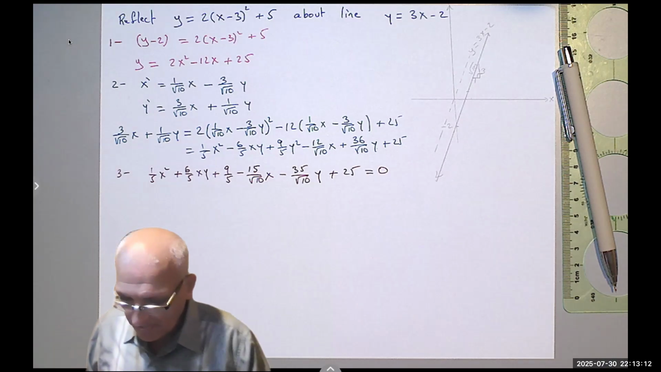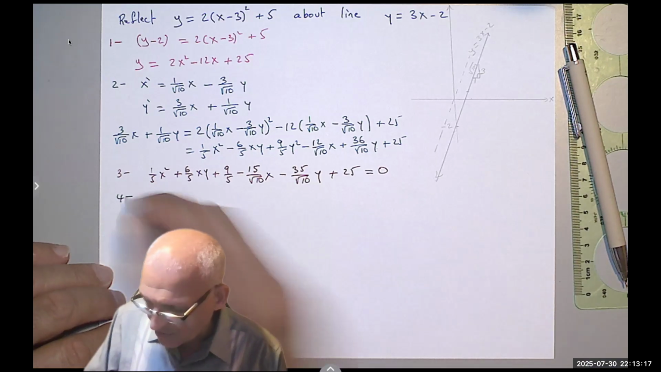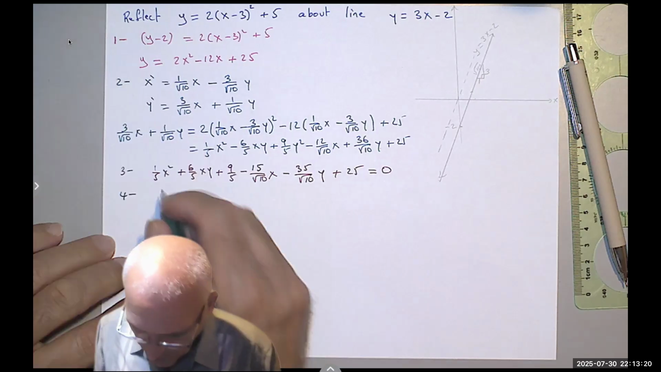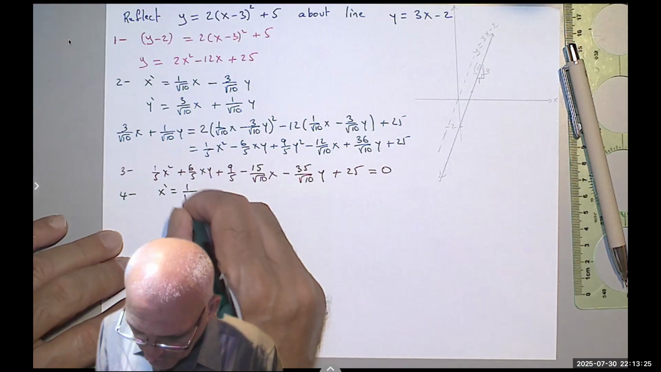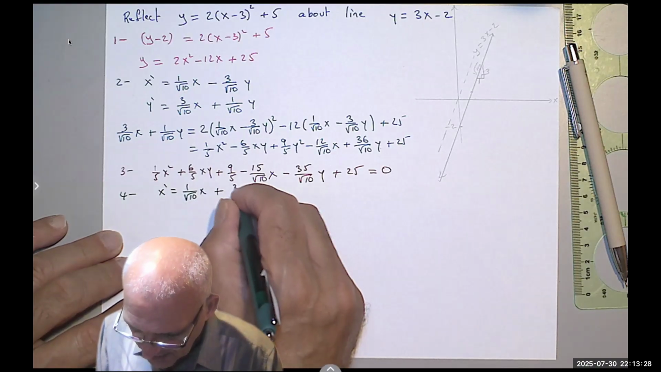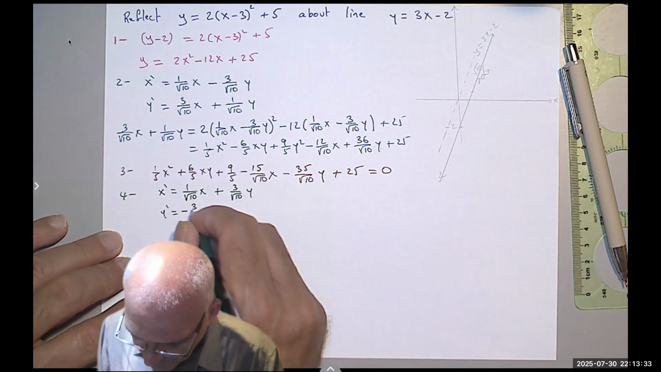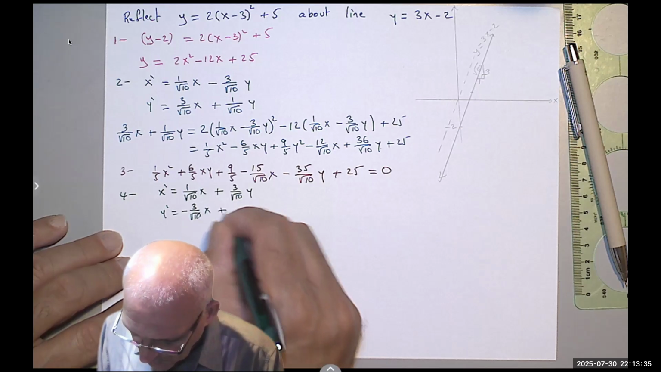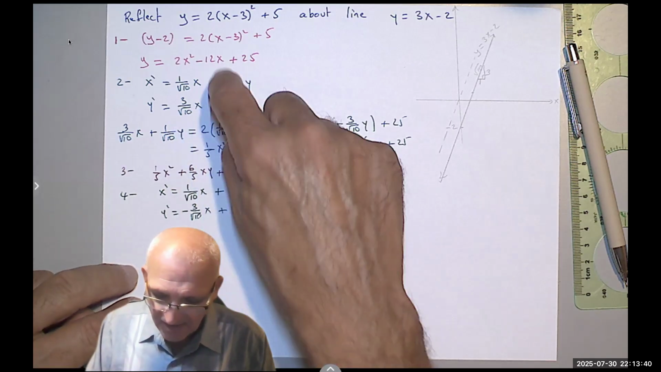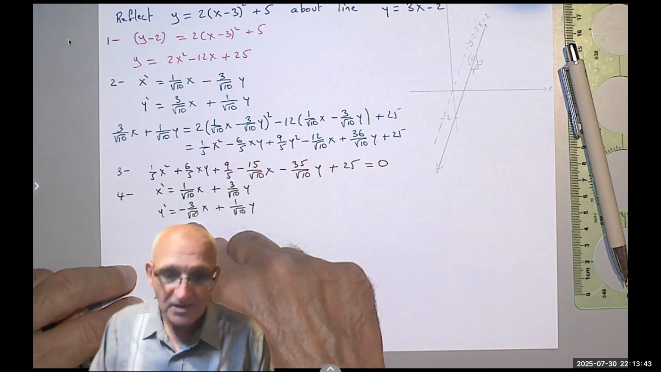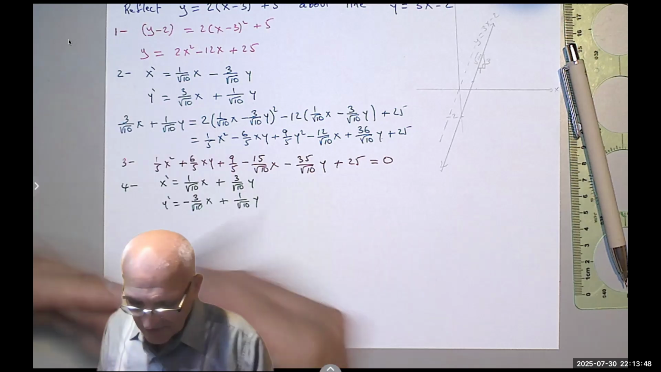In the next step, we are going to rotate counterclockwise, or rotate this clockwise. So again, I'm going to assume these are primes, and I would say x prime is 1 over root 10 x plus 3 over root 10 y, and the y prime becomes negative 3 over root 10 x plus 1 over root 10 y. Notice what we did. Here it was negative positive, here it becomes positive negative. Counterclockwise, clockwise. Okay. I'm going to substitute again.